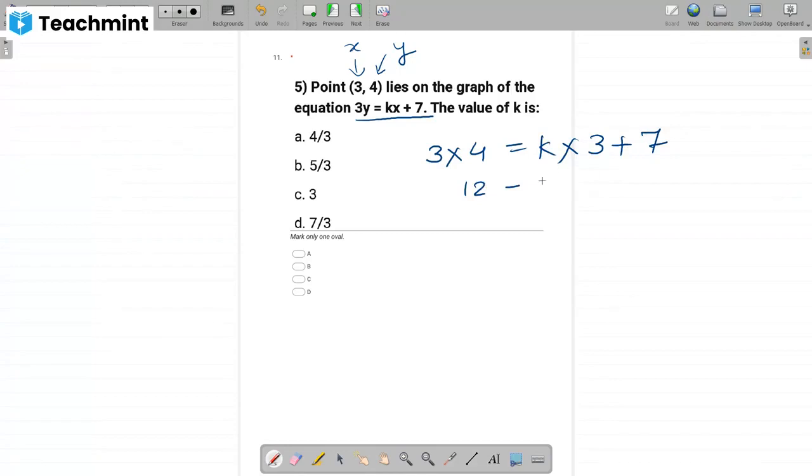12 minus 7, we will transpose the 7 here, and 3k. So 12 minus 7 is 5, equals 3k. So what will be the value of k? 5 divided by 3. So 5 by 3. So the correct option is B.